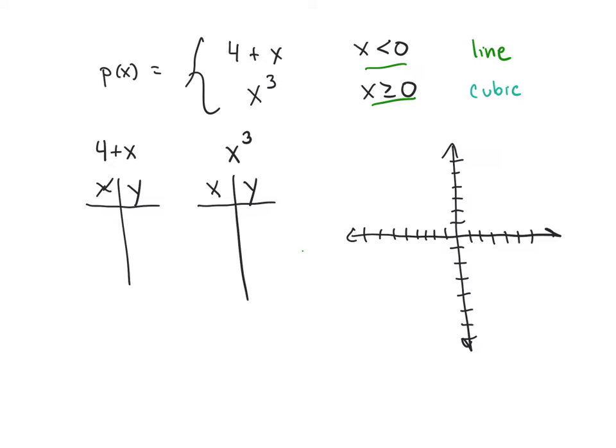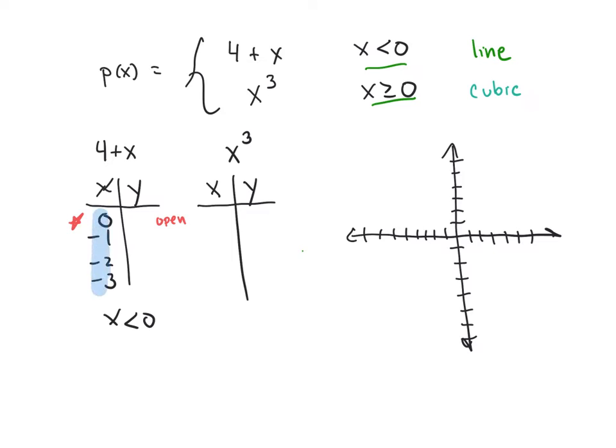Now the trick is, for 4 plus x, I only want to pick x's that are less than or equal to 0. So some numbers less than 0 are -1, -2, -3. Those are all smaller than 0. I'm also going to pick 0, even though 0 is not really less than 0. But since it is the breaking point, I'm going to include it, but I know that this is going to be an open circle. It's going to get really, really close to 0, but not touch it.